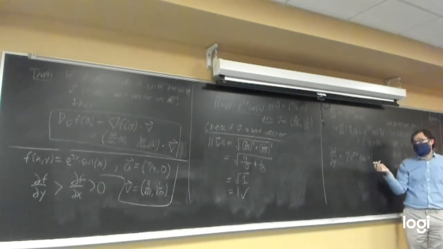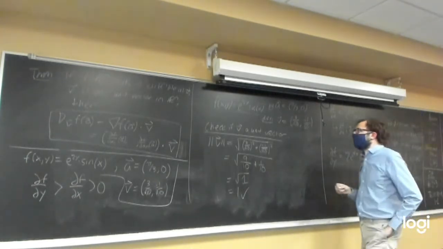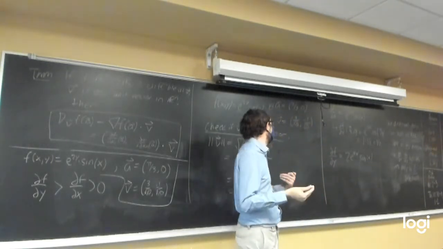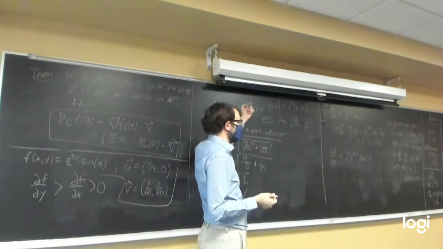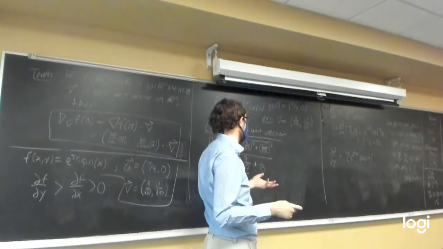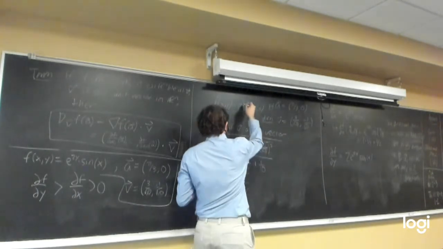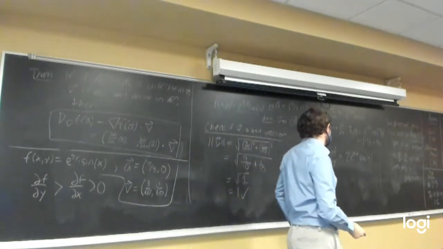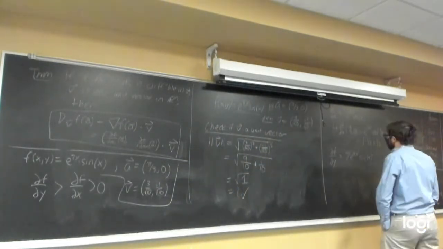Sorry. Yeah, differentiating f with respect to y, sine of x is just a constant multiple, so it gets brought along for the ride. And differentiating e to the 2y is going to be e to the 2y times the derivative of our exponent, 2y, which is 2. And so that'll give us 2e to the 2y sine of x.